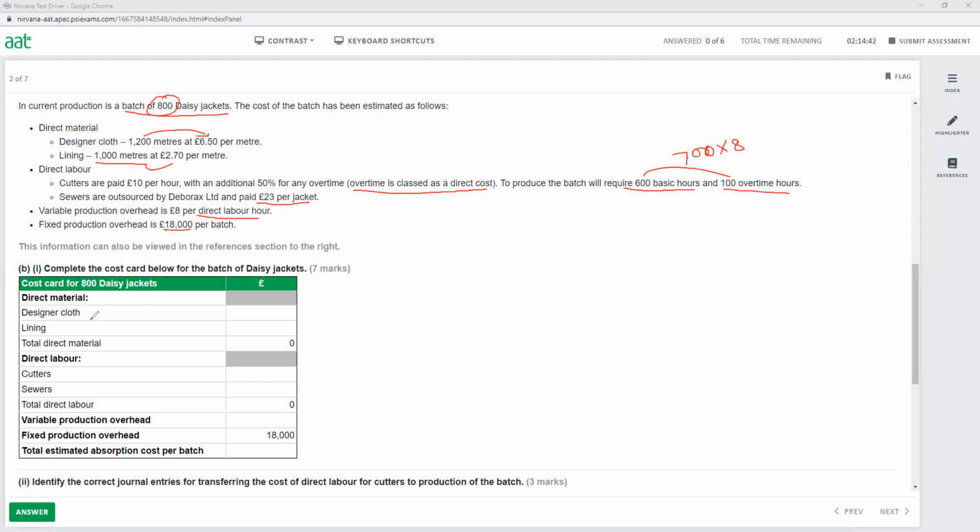The first one, we do our designer cloth. That is 1200 meters at 6.5 per meter. So 1200 times 6.5 gives me 7800. The lining, we have 1000 meters at 2.7. So 1,000 times 2.7 is 2,700. And if we add these two, the total direct material will be 10,500.